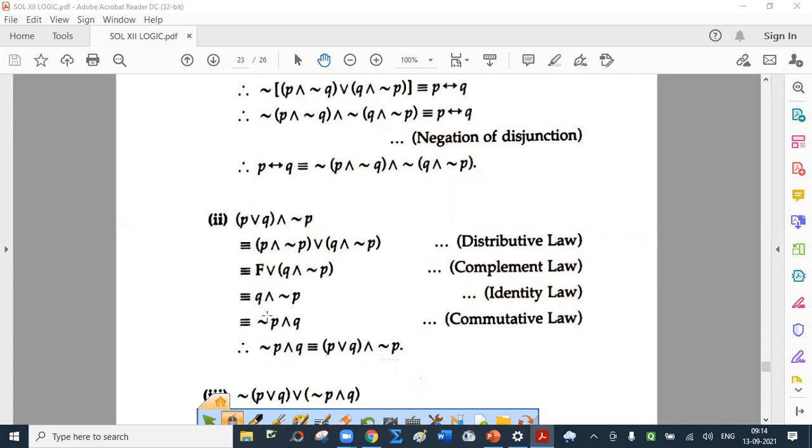Reason? Identity law. Now can I say that Q and not P is equivalent to not P and Q? Yes, commutative law. So we have proved that not P and Q is equivalent to (P or Q) and not P.